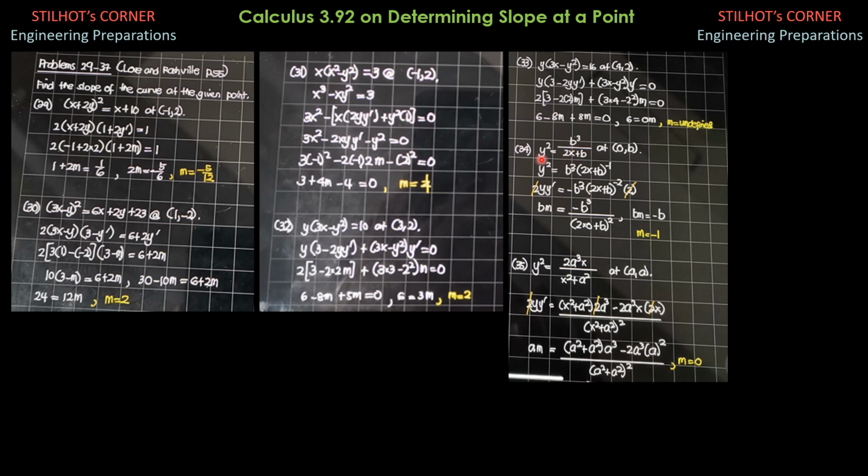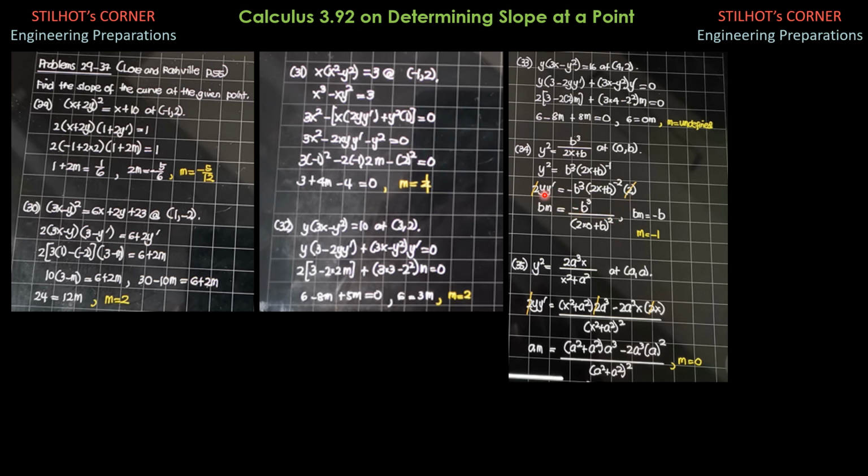34, we have y squared equals b cubed over 2x plus b at the point 0 comma b. So y squared equals, I rewrite this as b cubed quantity 2x plus b raised to negative 1. So remember that b cubed is constant. So differentiating, we have 2y y prime equals negative 1 times b cubed, copy. Then quantity 2x plus b raised to negative 2, power formula, negative 1 minus 1 is negative 2, times derivative of 2x plus b, which is 2. So we can cancel 2.